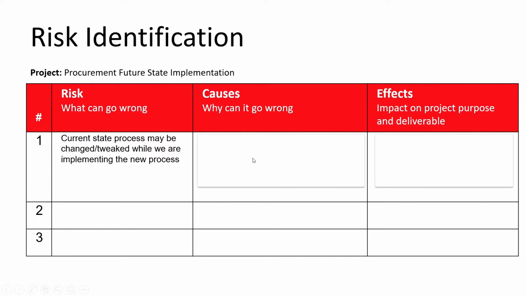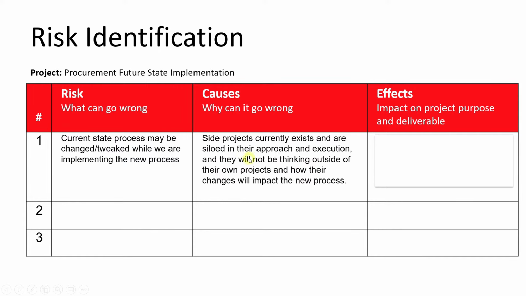So why can it go wrong? Let's understand that. Well, the side projects actually exist for this overall future state that we were looking to do, and everyone is kind of siloed in their approach and execution, and they're not thinking outside of their own projects and how the change will impact the new process. So as I said, they're really excited to get things done and they're just implementing stuff.